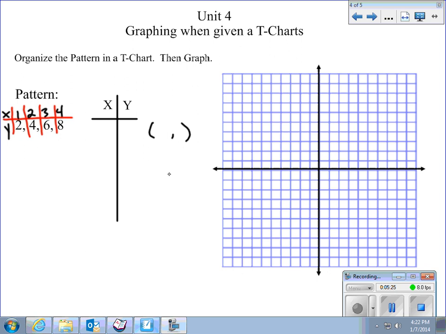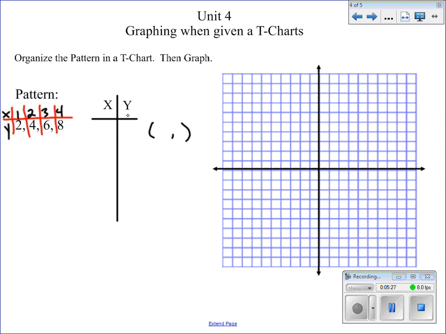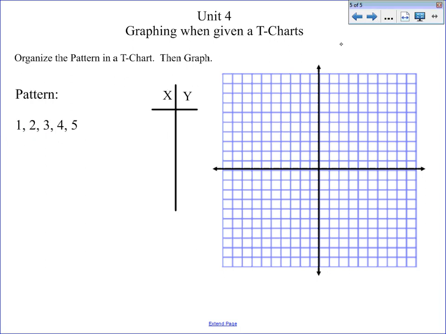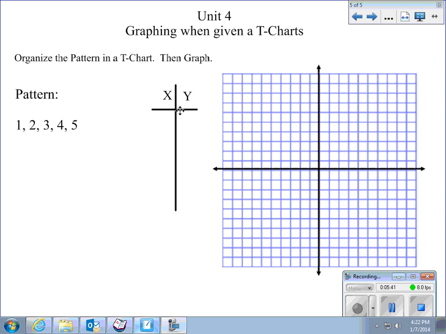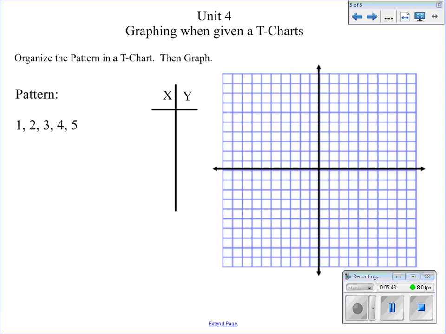Once you get your ordered pairs, in this case you're only going to have 4 of them. Go ahead and graph those. If they form a line, go ahead and connect the dots. Do the same thing with this one. Bring those in tomorrow. We'll talk about them. Good luck. So that's how we're going to recognize patterns, put them in a T-chart, and then graph.